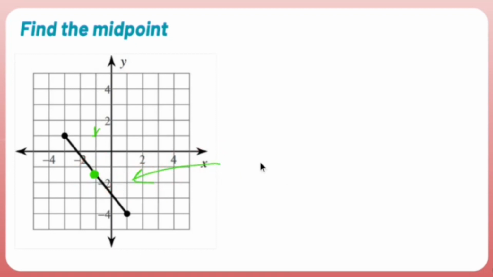Now, we like to call the midpoint M, and it looks like if I were to list out what this point is, I would go negative 1 to get there, down 1.5. So my midpoint is going to be negative 1, negative 1.5.